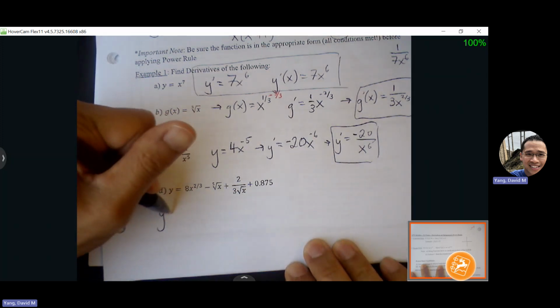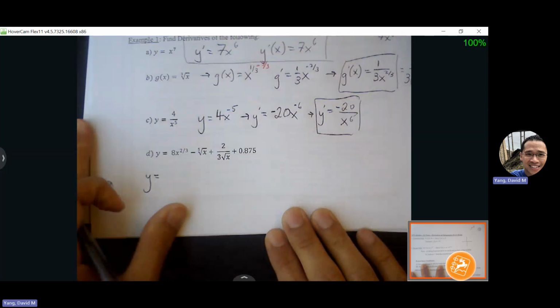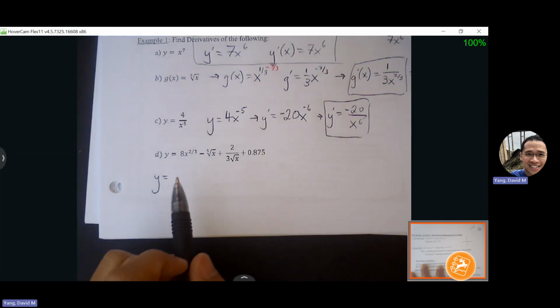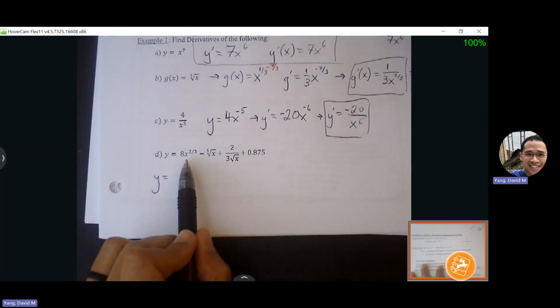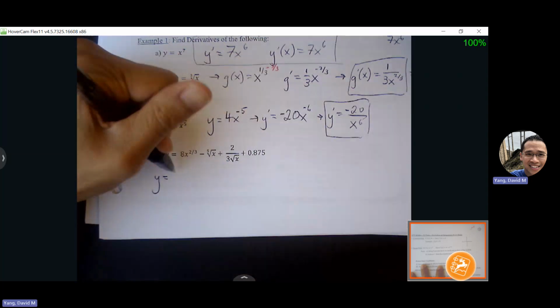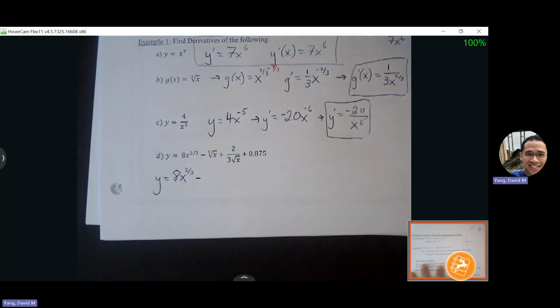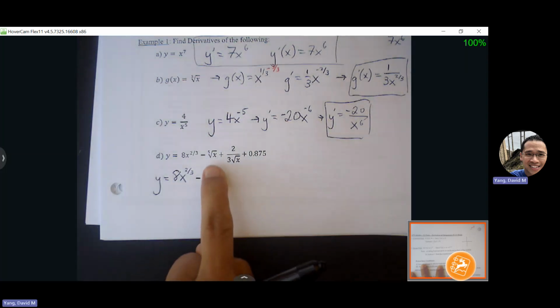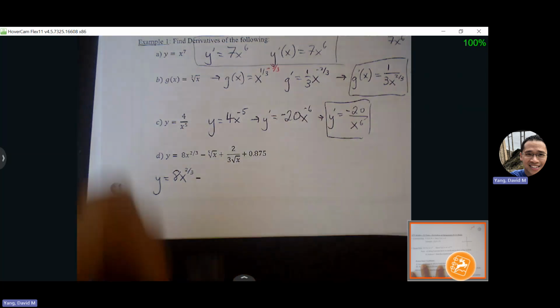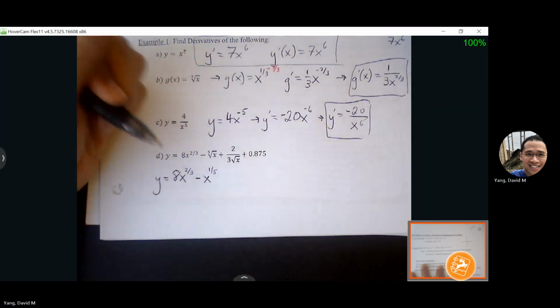So not every term is ready, but I'm going to rewrite the expression that is ready. So is 8x to the 2/3 ready for power rule? Yes, okay, so I don't want to do the derivative yet because not every term is ready. So I'm going to write this as 8x to the 2/3 minus the 5th root of x. Is this ready? No, so I can rewrite it as what? x to the 1/5. Okay.